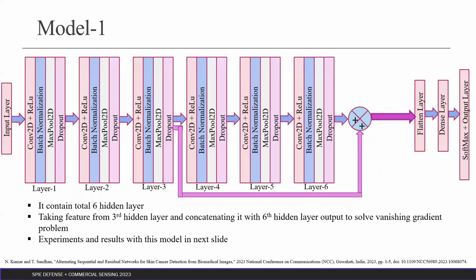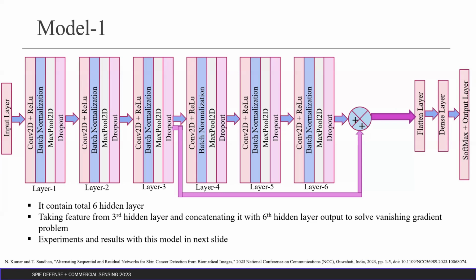Now, if we talk about our base model, which we call model 1, we took it from the reference paper given below. In this there are 6 hidden layers after the input layer, and after that there is a flatten, dense, and softmax output layer. In each hidden layer there is a conv block using the ReLU nonlinear activation function, then batch normalization, then a max pooling layer, and then some dropout. Also, in each hidden layer the dropout probability is different.